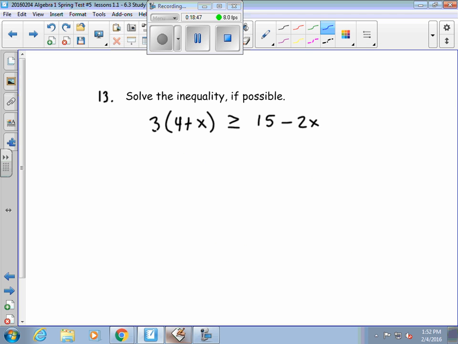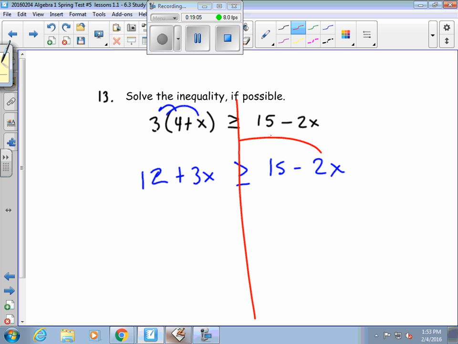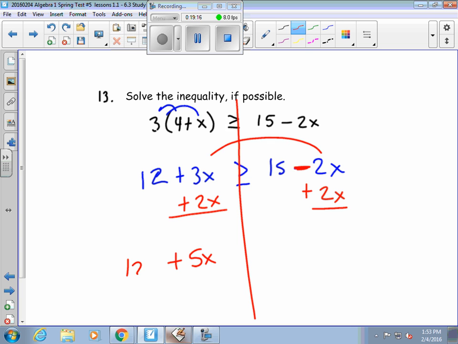13, solve the inequality. Solving this one, if possible, 3 times 4 is 12. 3 times x is plus 3x, greater than or equal to 15 minus 2x. Again, with inequalities, you want to bring your x's or your variables to the left. It says minus 2x already, so undo that by adding 2x. You do it there, do it here. 3x plus 2x is 5x, and it's positive. So you have 12 plus that is greater than or equal to 15.